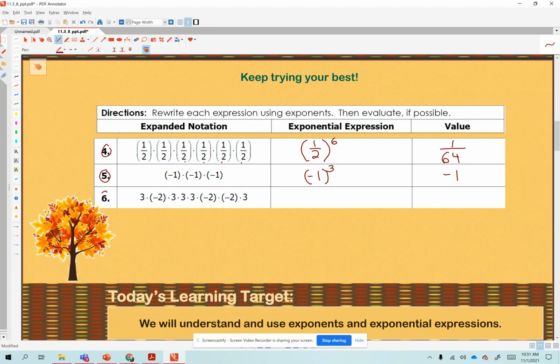So number 6, I hope you try it on your own. So I can rewrite this. I have, let's think about this. I have -2, -2, -2. So I've got 3 of those. Using the parentheses with a negative number, I have -2 to the 3rd power times, and let's count the 3's. 1, 2, 3, 4, 5 times 3 to the 5th.